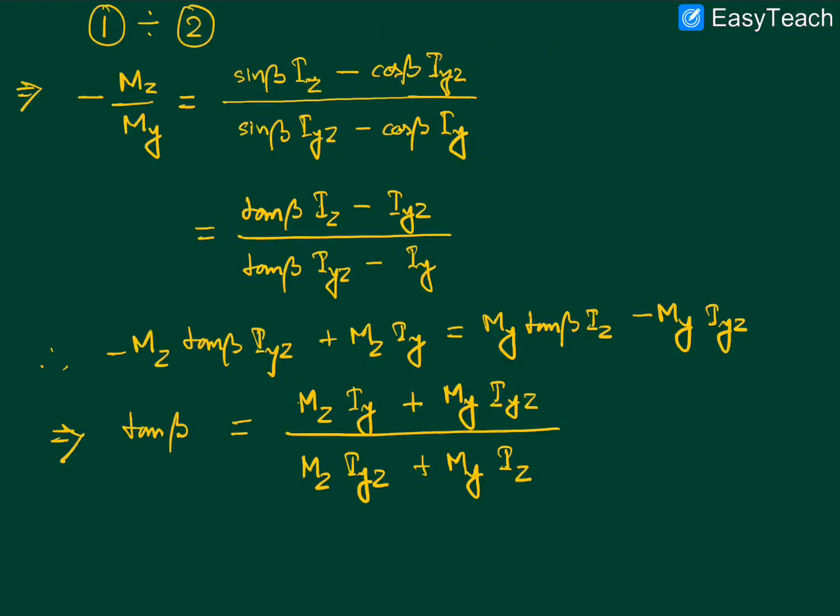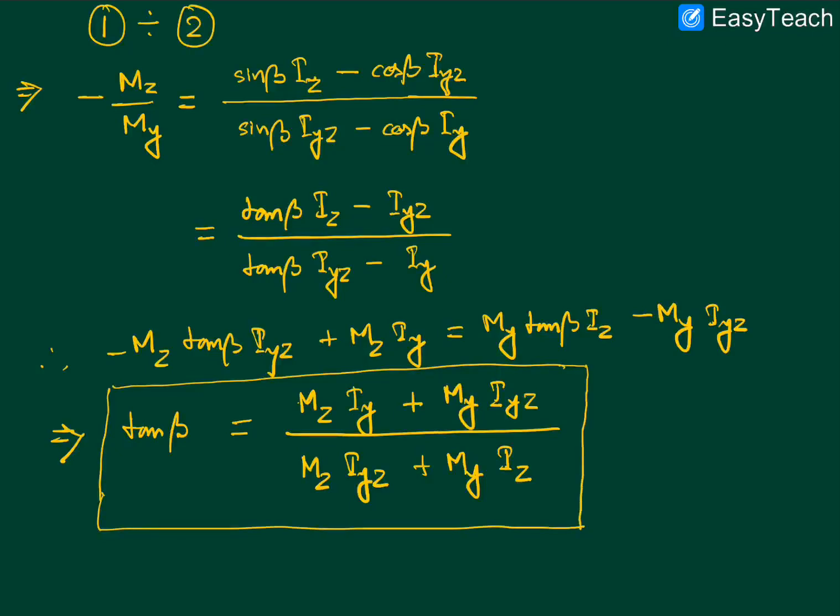So here we have the tan beta. So let me just highlight this. This is the tan beta, where beta is the angle that the neutral axis makes with the y-axis of the cross-section. So in order to understand that, we'll quickly refer to the diagram that we had drawn the other day.